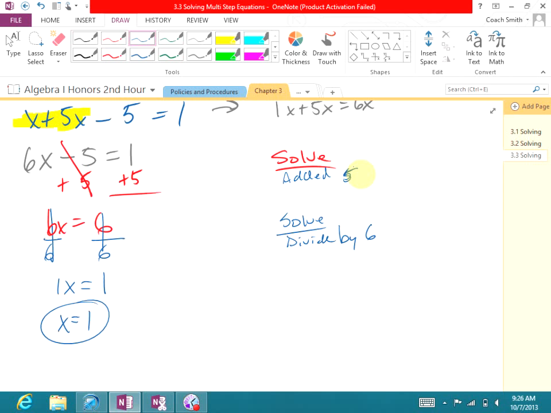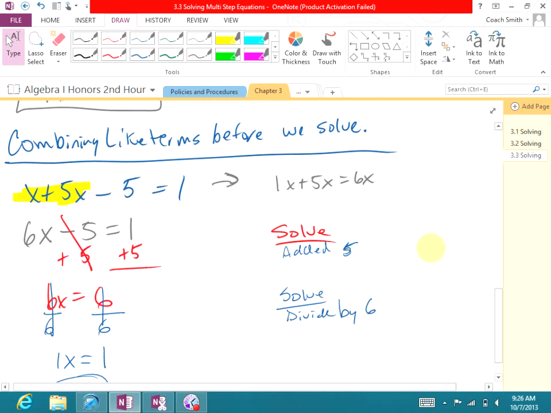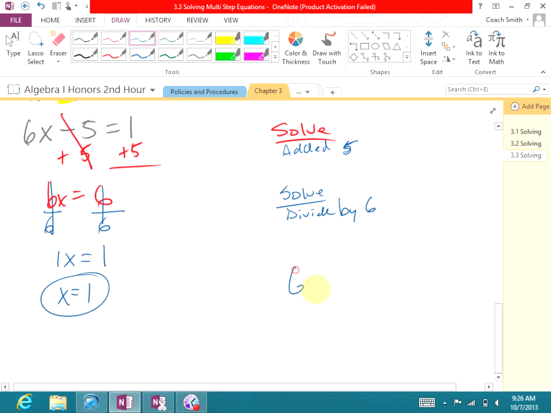Why did I change subtraction of 5? Yeah. I can do that. Let me show you here. If I have 6x minus 5 equal 1, I can change that to plus and negative.